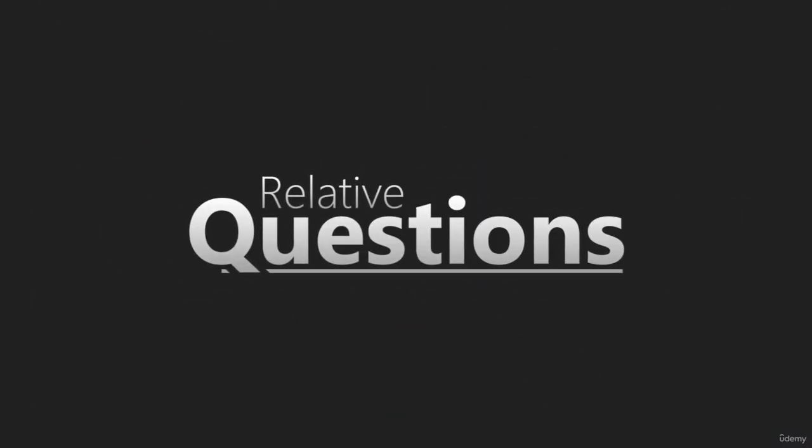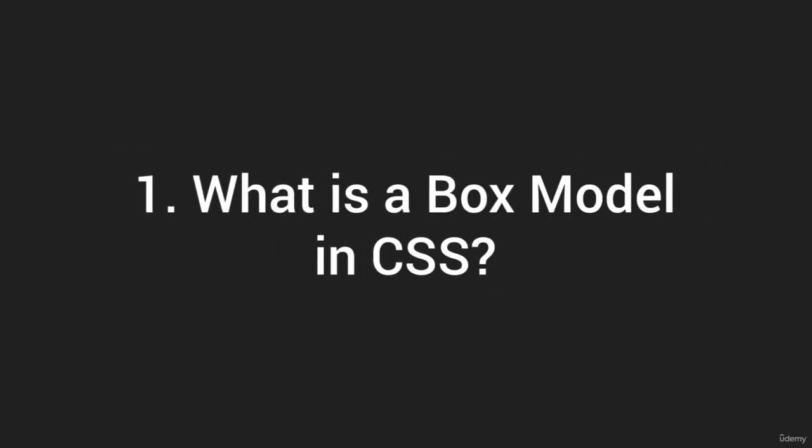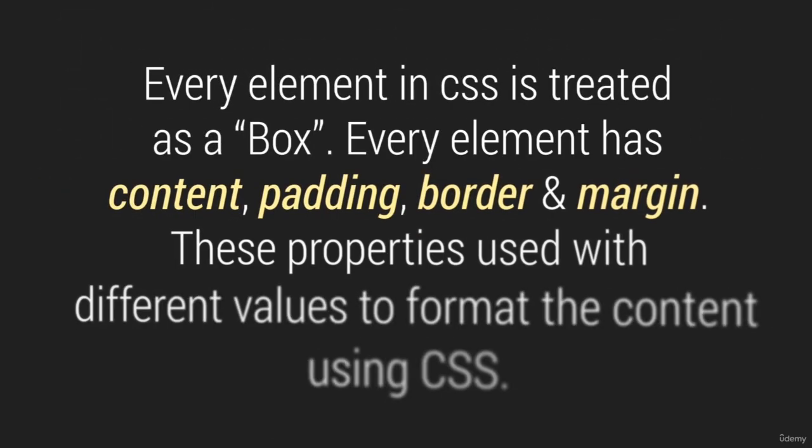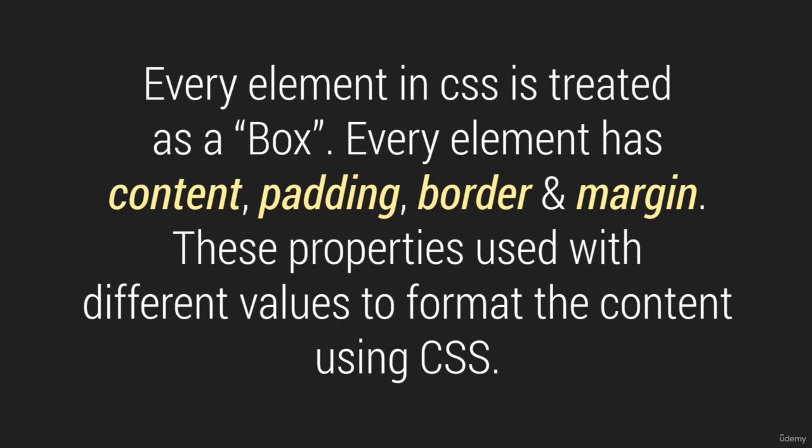Let's talk about questions. So what is a box model in CSS? Every element in CSS is treated as a box. That's what a box model is. Every element has content, padding, border and margin. So these are the four properties you use with different values to format the content using CSS.